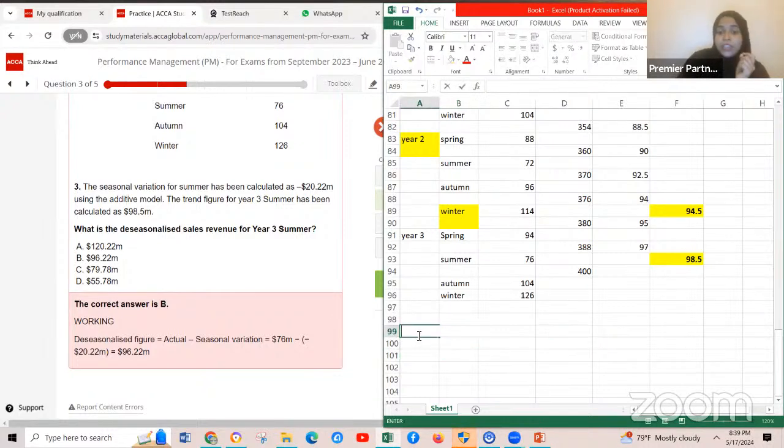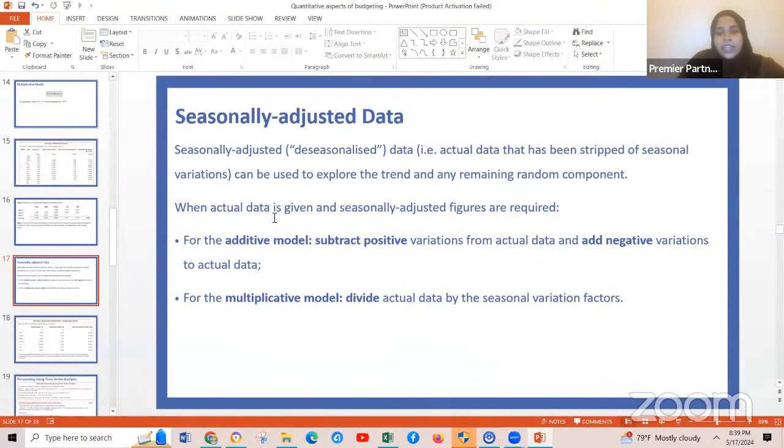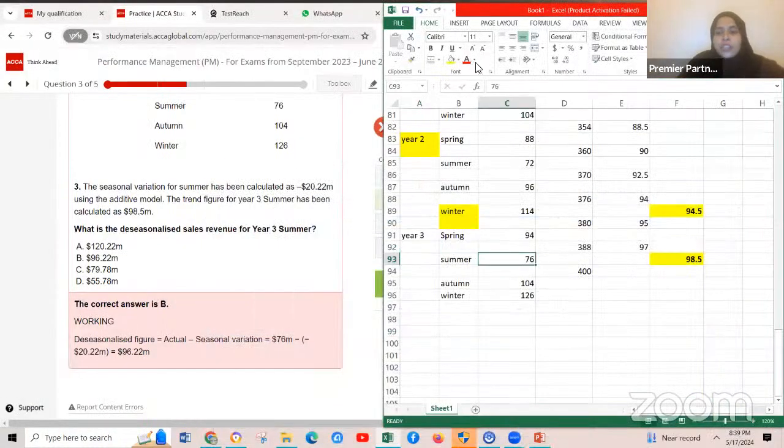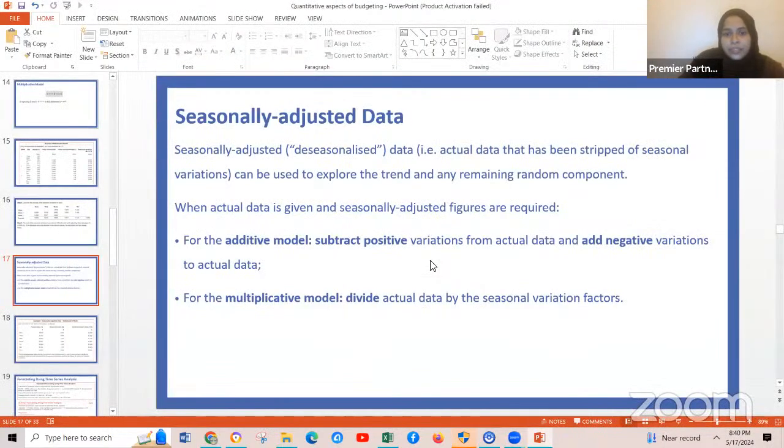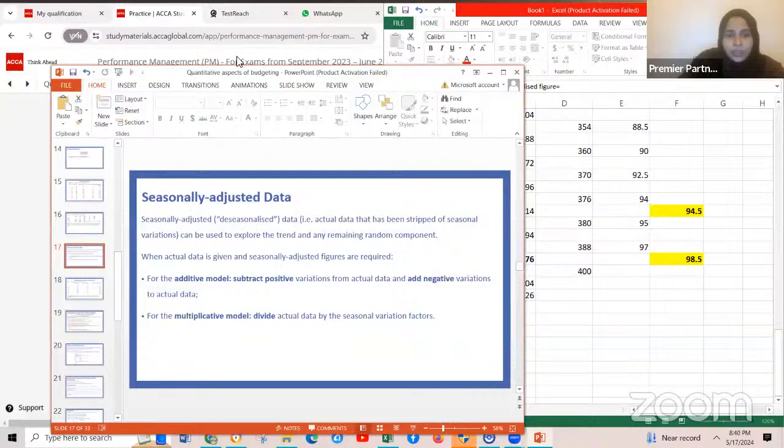What I did was I took the trend. We are not supposed to work with the trend here. They have told, when actual data is given, for the actual data, you have to add the negative variations to actual data. So you have to take the actual. For year 3 summer, the actual is 76. So how you work around this is to get the deseasonalized figure. You start with not the trend, you take the actual. See, when the note, it's clear. For deseasonalized figure, just look at my note. I'm sorry, it's my mistake. You have to take the actual.